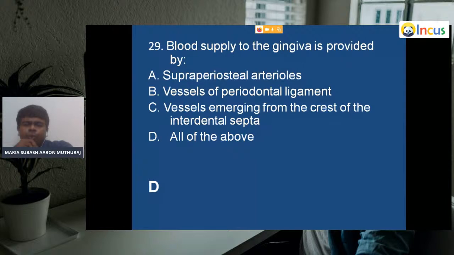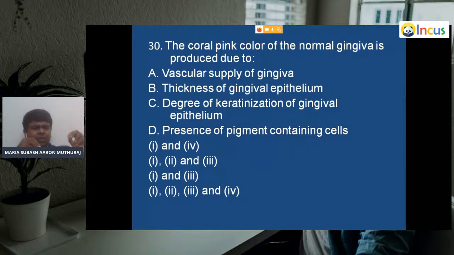The coral pink color of the gingiva. Actually, the color of the gingiva is normally a result of several factors. For example, healthy attached gingiva and marginal gingiva are coral pink in color, whereas the alveolar mucosa is reddish in color.